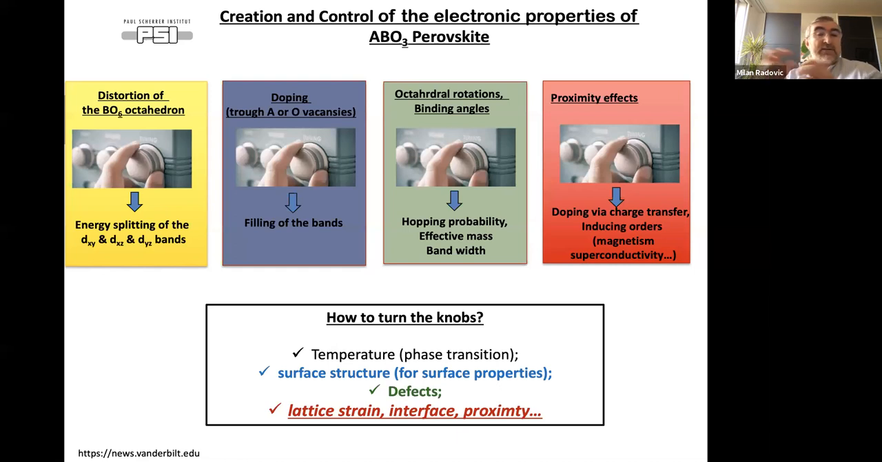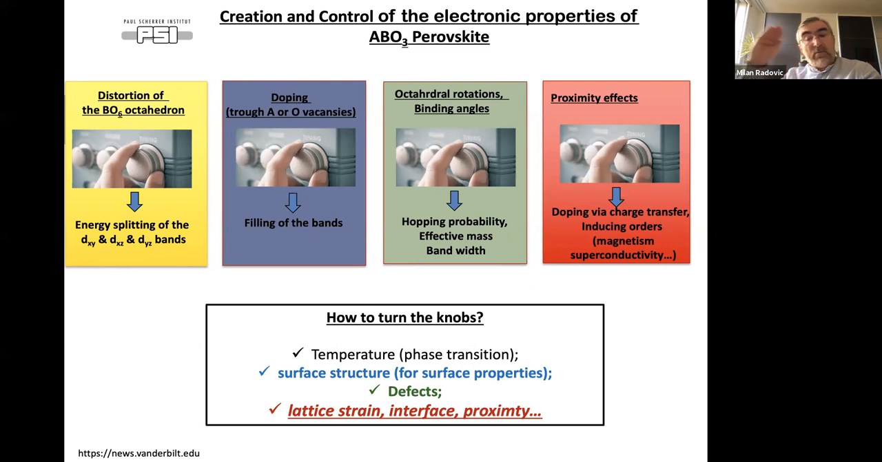So as I said before, there is easy exchange of the electrons once you are having vacancies, which will immediately change the filling of the bands. I can do a little bit more subtle changing, which means octahedral rotation, which can immediately change the bonding angles. Then the hopping probability will change, which means how electrons hop from one transition metal to the neighboring one. This will change the effective mass, will change the effective bandwidth of the band structure and so on.